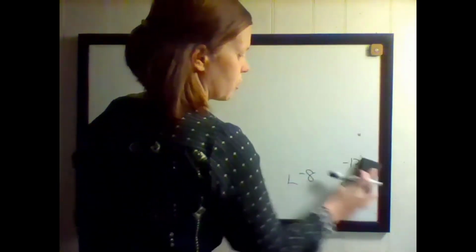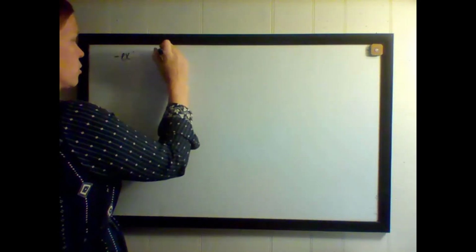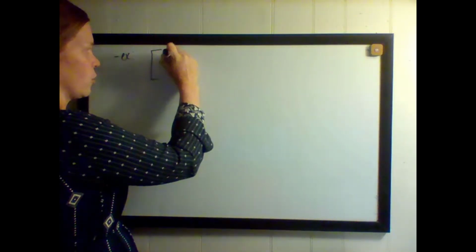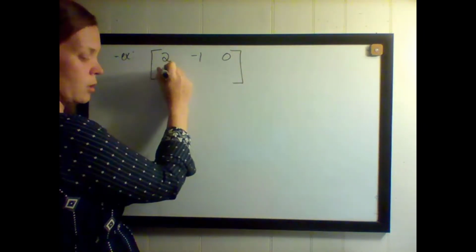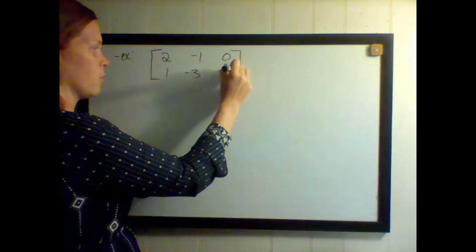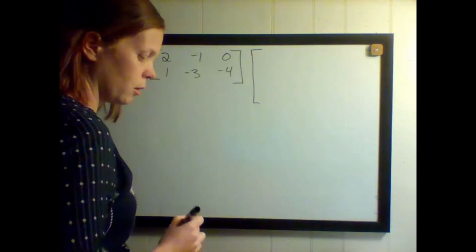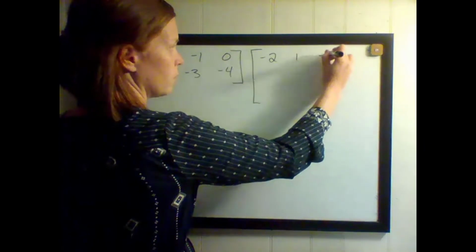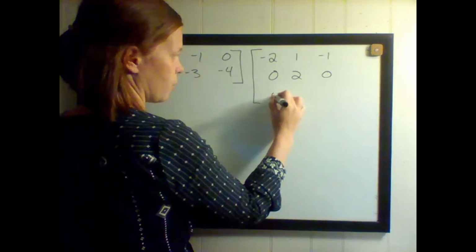Let's do one more of these matrix multiplications. This one I'm not going to give an A and B, and I'm just going to write it out. So this first one has 2 rows. The first row is 2, -1, 0. And then the next row is 1, -3, -4. And then the next one is going to be 3 rows. And it is -2, 1, -1, 0, 2, 0, and 5, 1, 4.